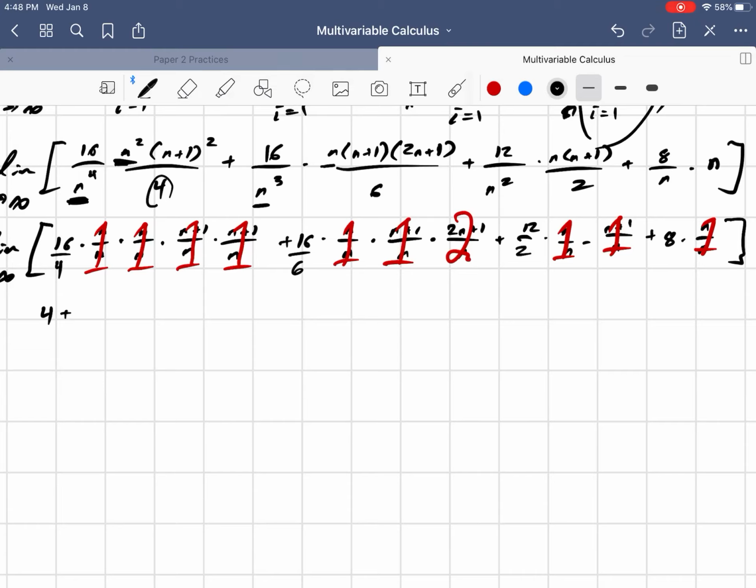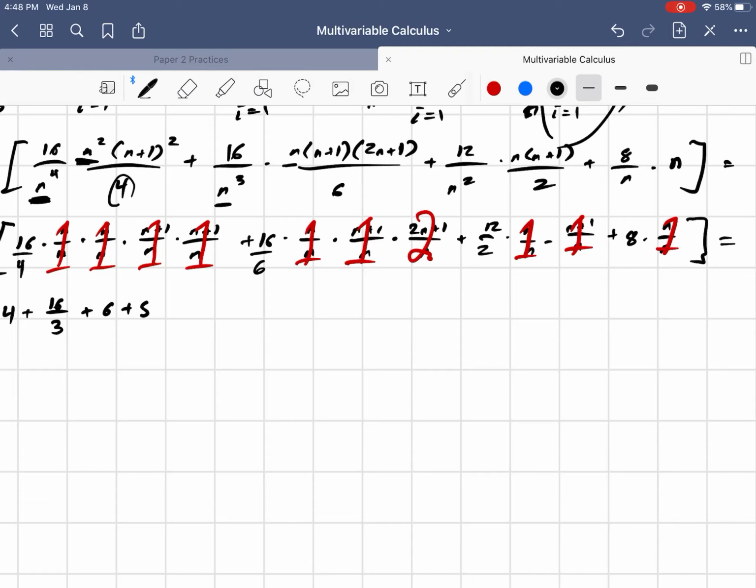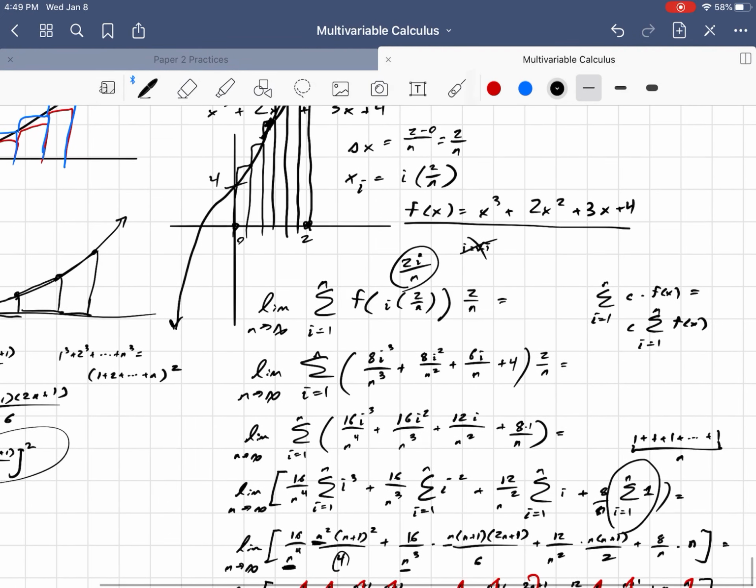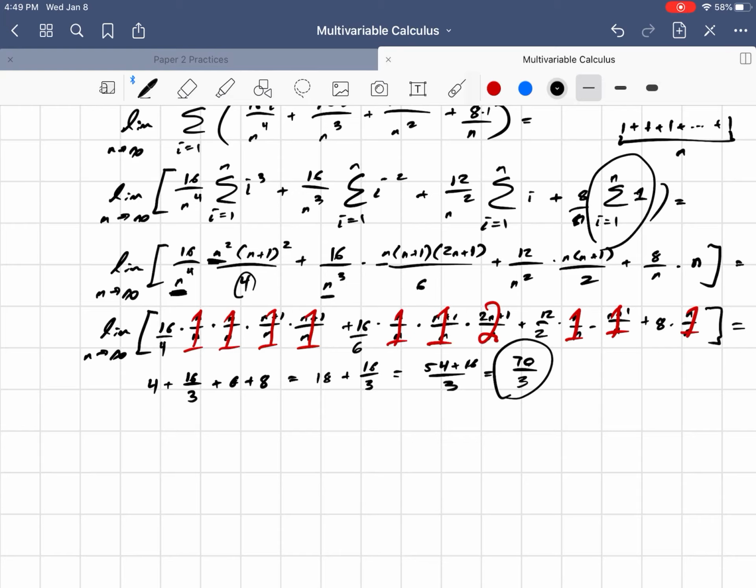16 over 6 times 2, that's 16 thirds, plus 6 plus 8, that's going to be 12, 18. 18 plus 16 over 3, that's 54 plus 16 over 3, which is 70 thirds. And that is the exact area under this curve, from 0 to 2, using the limit definition of the integral.